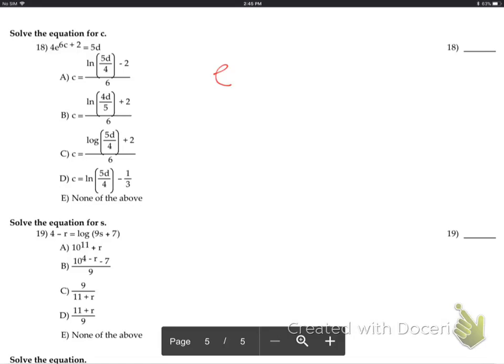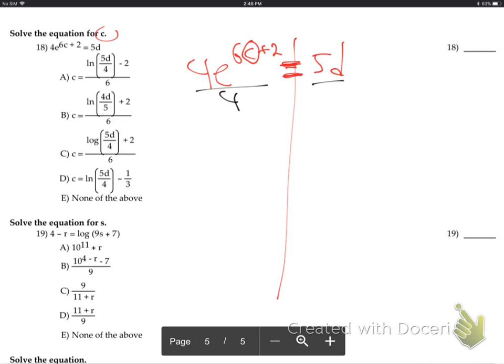Okay. 4e to the 6c plus 2 is 5d. Oh, it's all in the power, huh? They want me to solve for c. There it is. That's the one we got to get alone, huh? So how do we get that thing alone? Well, first step is get rid of that 4. Boom. e to the 6c plus 2 is 5d over 4.